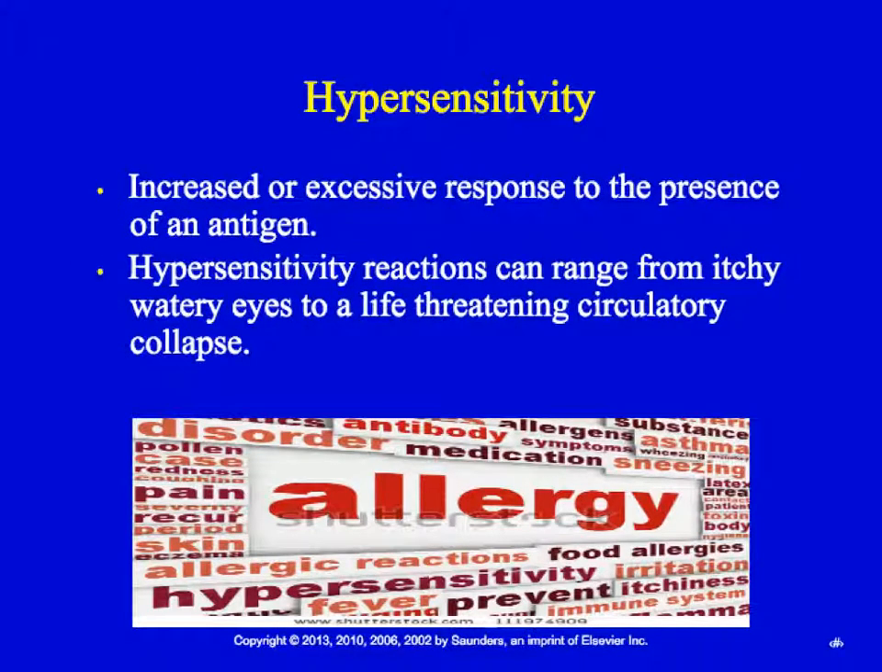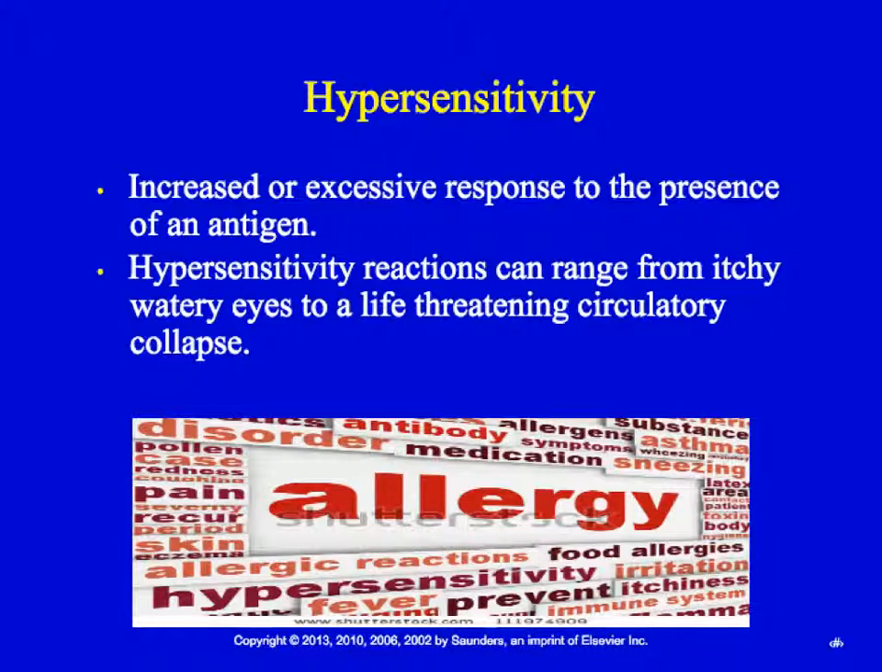Okay, so moving on to hypersensitivity. Most of this information is found in your chapter 22 in your IGGY book. Basically, hypersensitivity is when there's an excessive response to the presence of an antigen. So it's the immune response. The immune system is just responding excessively to something. And it can range from anything from just a patient having some itchy, watery eyes to a life-threatening experience that we'll talk about in anaphylaxis.